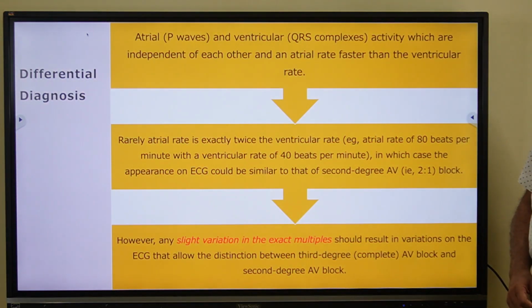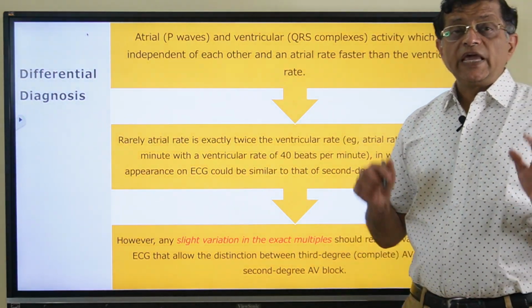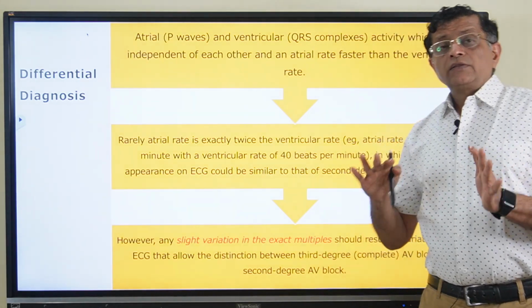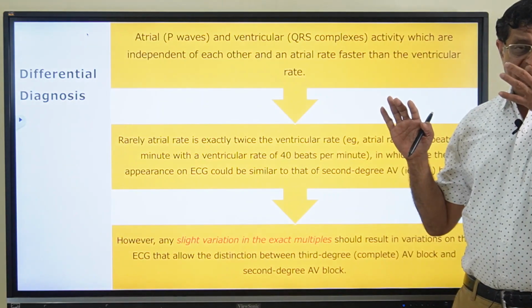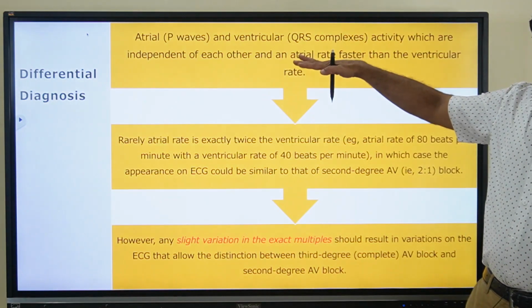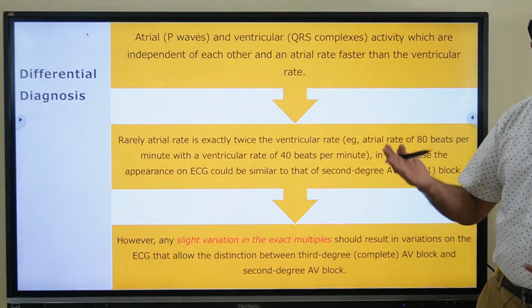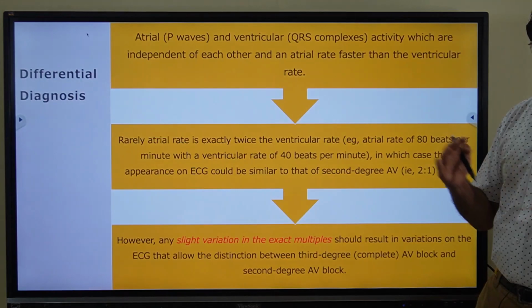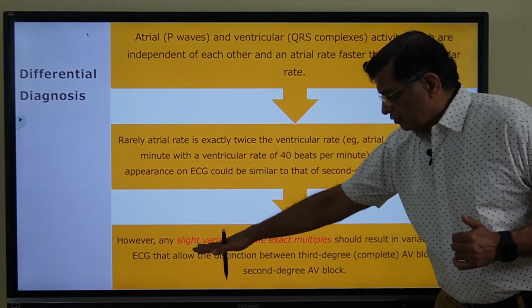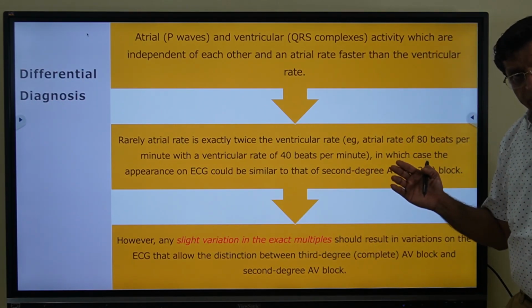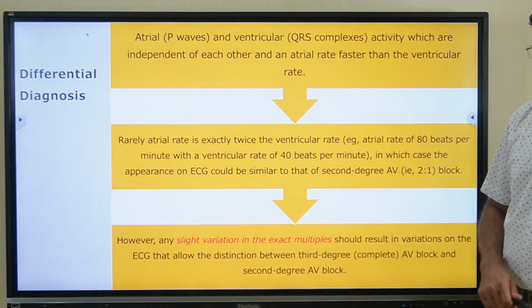For differential diagnosis, you can clearly tell complete heart block from what is called AV dissociation, right? There is atrial activity, there is ventricular activity, but they are independent of each other. So this AV dissociation clinches the diagnosis of third degree AV block. Rarely the atrial rate is exactly twice the rate of the ventricle, so in that case there could be confusion with second degree AV block, but whenever there is slight variation in the exact multiples, that will tell us that this is a third degree AV block or complete AV dissociation.